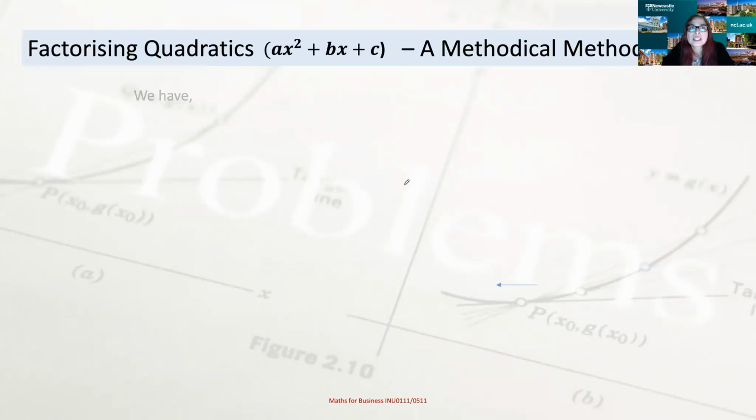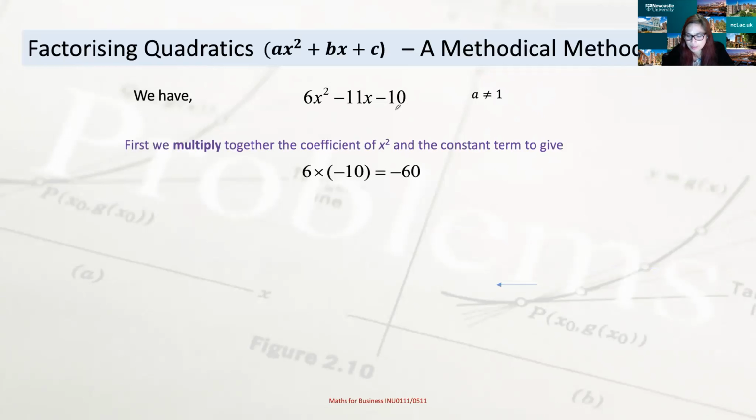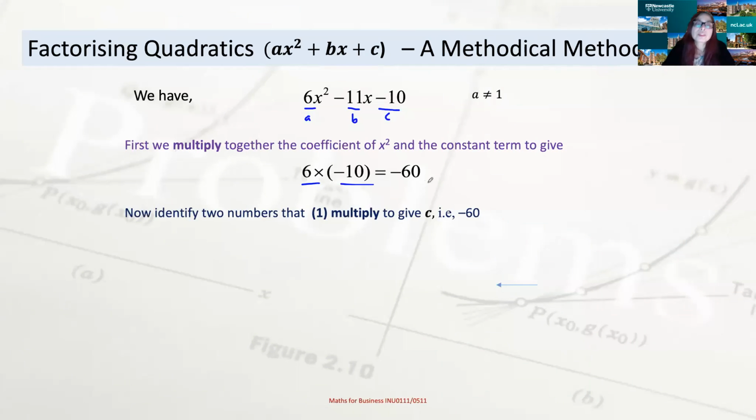Okay. So let's do the same example. Here A is not equal to 1. And I know that A is 6, B is minus 11, C is minus 10. So what is AC? 6 times minus 10. It's minus 60. Perfect. Now I have to identify two numbers which multiply to give minus 60, and I have to add those two numbers to get B, minus 11. So let's start doing it.